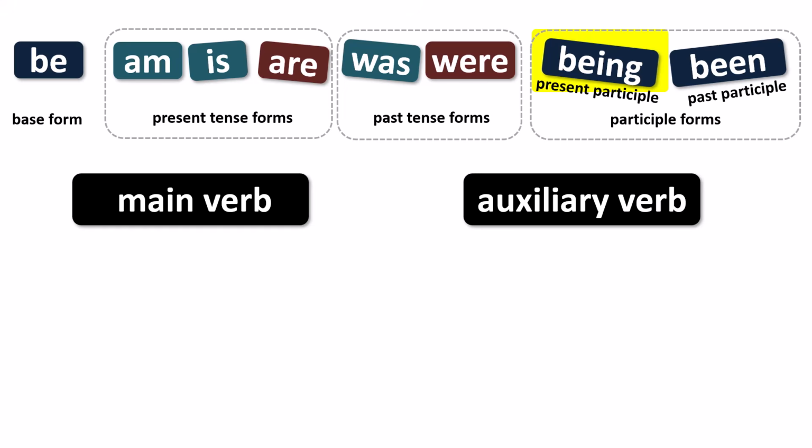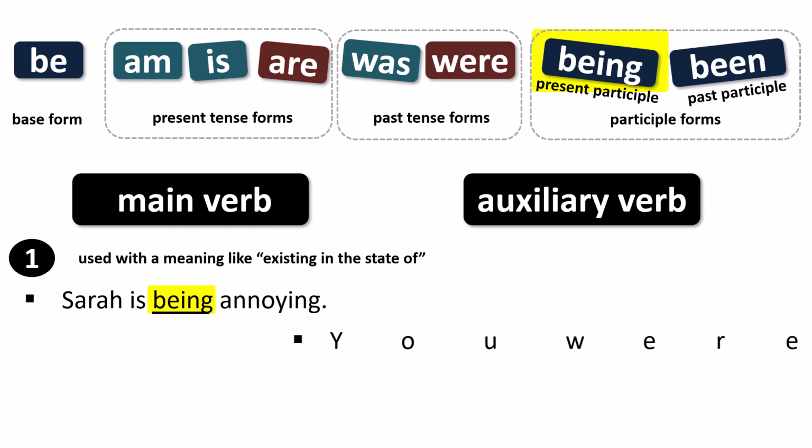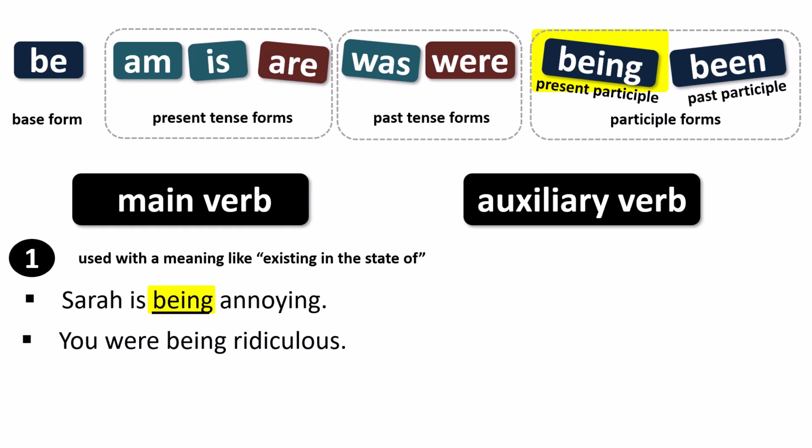As a main verb, being is used with a meaning like existing in the state of. Let's put up an example. Sarah is being annoying. Here's the word being. It is the main verb. It's the one that gives us the meaning. You were being ridiculous. As before, this is the main verb.